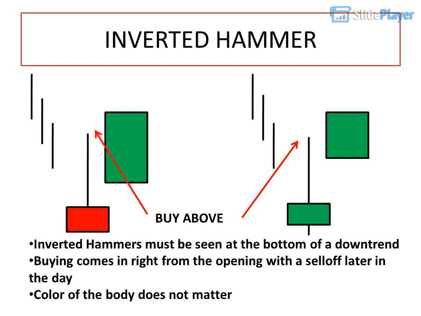Inverted hammer. Buy above. Confirmations must be above the high of the hammer's range. Buy above. Inverted hammers must be seen at the bottom of a downtrend. Buying comes in right from the opening with a sell-off later in the day. Color of the body does not matter.